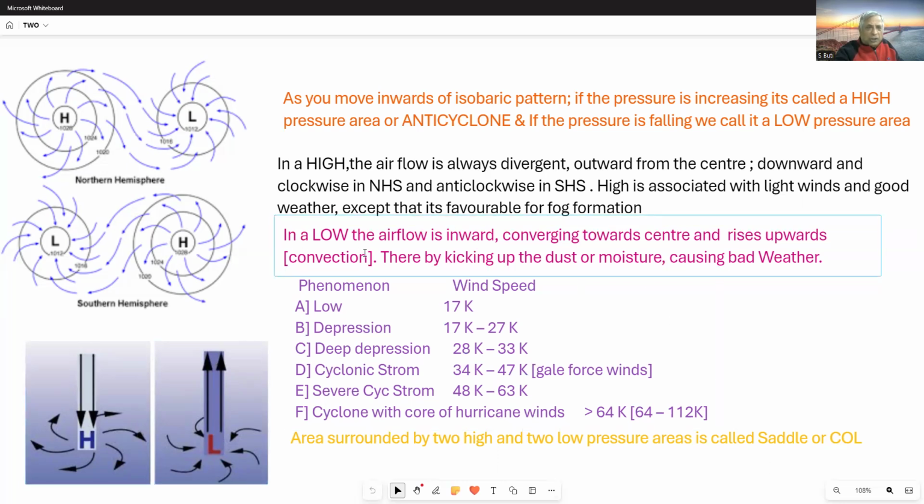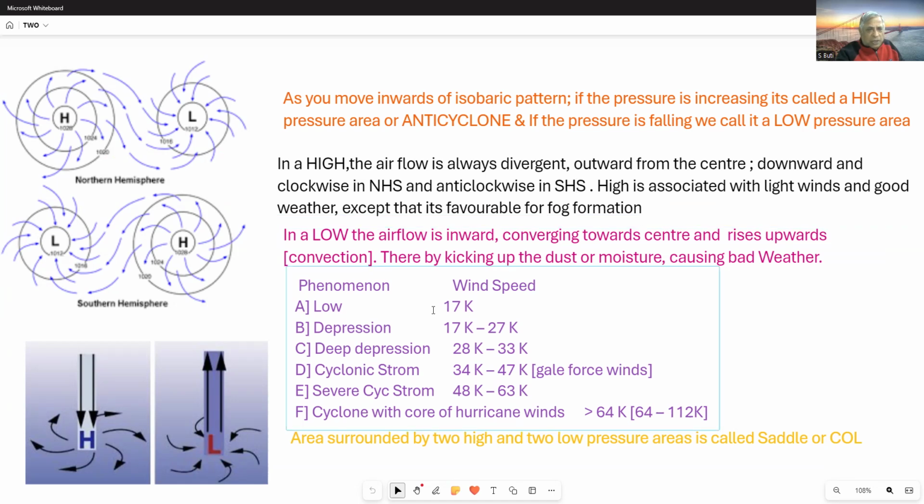Now, this rising air kicks up the dust in a low pressure area and can give you dust storms. And if the pressure is very, very low, you can have tornadoes. If there is moisture, you can have vertical development of clouds. And if it is combined with instability, a very high lapse rate, which we read earlier, it gives rise to thunderstorms and cumulonimbus clouds, all called bad weather. So low pressure, bad weather; high pressure area, good weather.